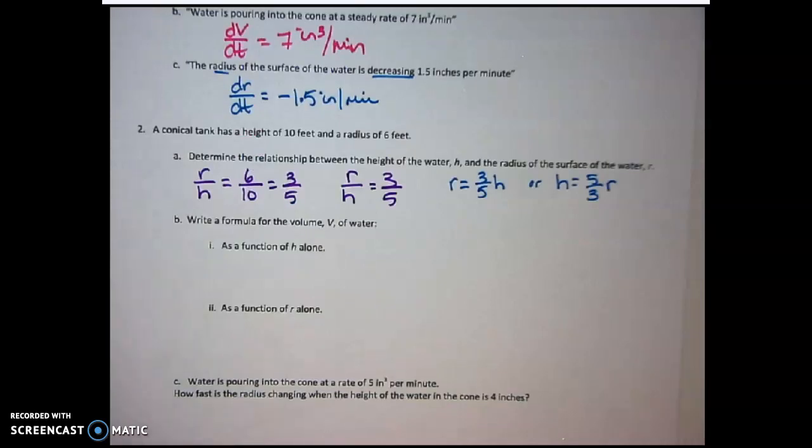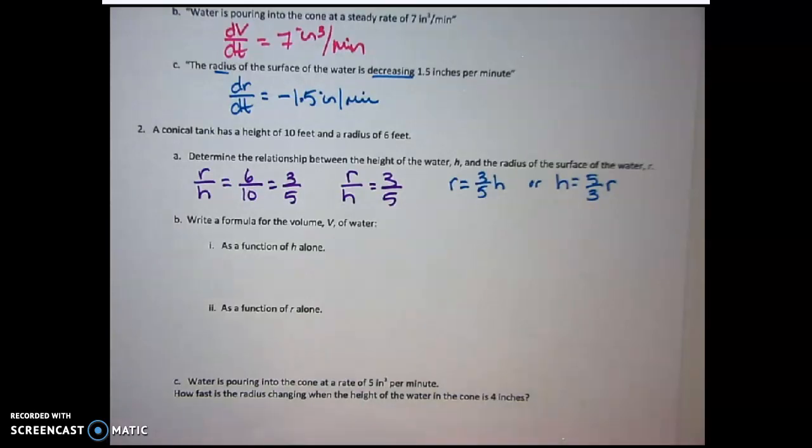So remember, cones are proportional, the radius and the height. So r is to h as 6 is to 10. So it simplifies to r over h equals 3/5. We're going to need to know what r equals or h equals, so solving that proportion for both r and h, I get r equals 3/5 h or h equals 5/3 r.